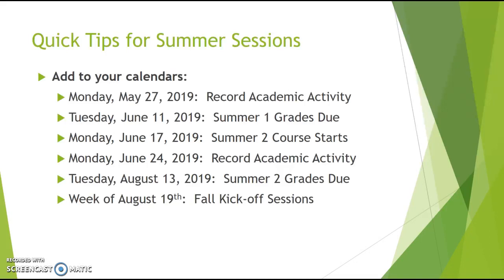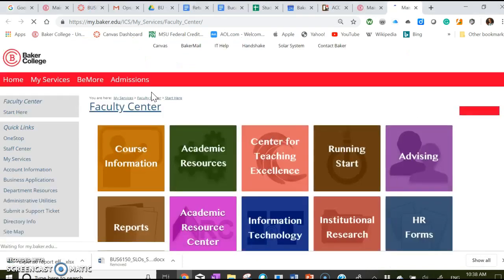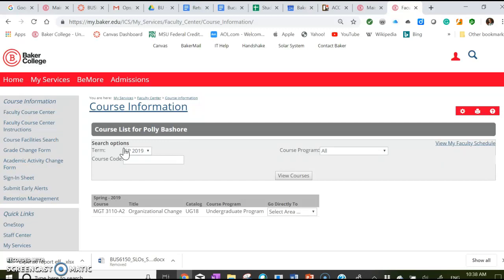Our calendar looks like this right now for summer. This Monday on Memorial Day, please record your academic activity for your current course. In order to do that, you will go into Faculty Center and click on Course Information. Make sure you select the proper term, Summer 2019.